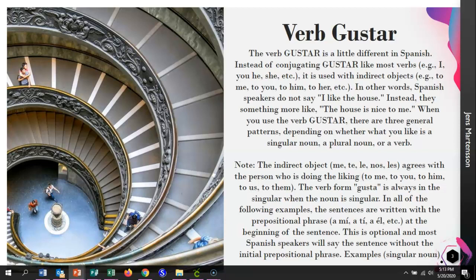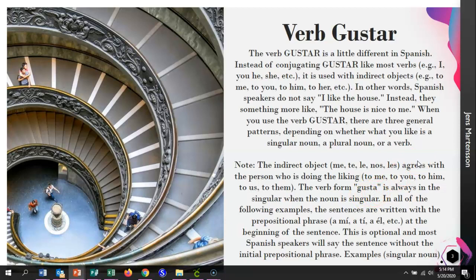Quick note, the indirect objects are me, te, le, nos, les. Some are plural, some are singular, and they agree with the person who is doing the liking: to me, to you, to him, to us, to them. The verb form gusta is always in the singular when the noun is singular. So if our noun is singular, this is going to be singular as well.